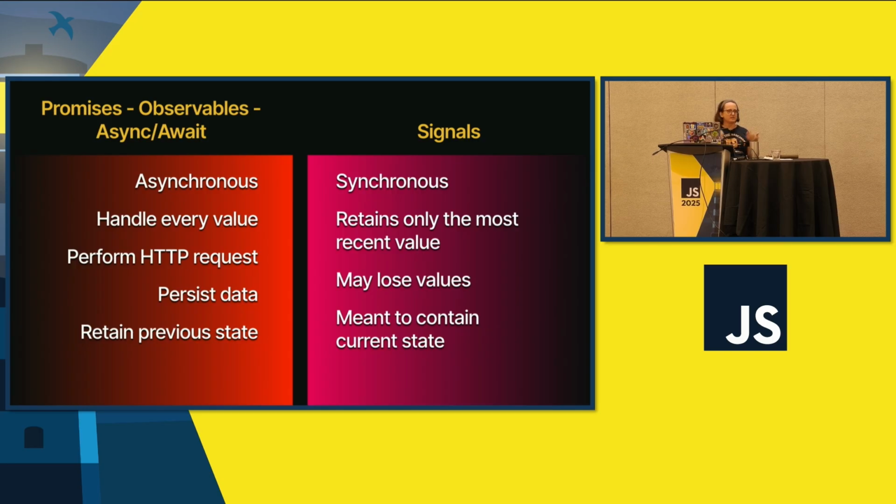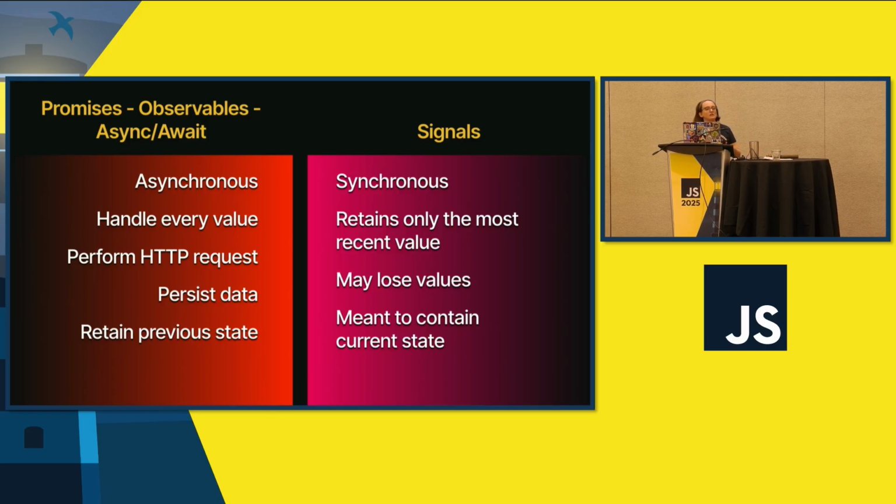Promises, observables, async await, they are asynchronous. They often handle every value. These are great for things like HTTP requests. They can persist data. They can also retain previous states. So with an observable stream, I can use the scan operator and actually keep track of my state within the observable itself. Whereas signals are synchronous. Once you create them, they exist. They might be undefined, but they're already there.